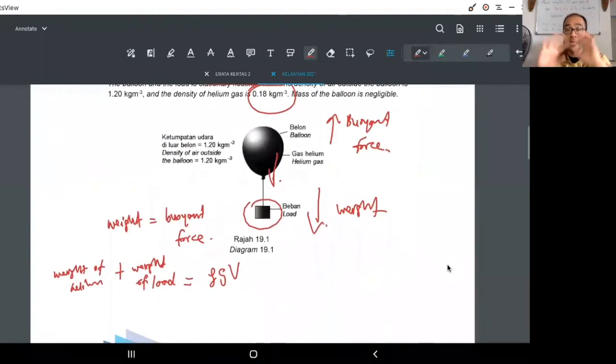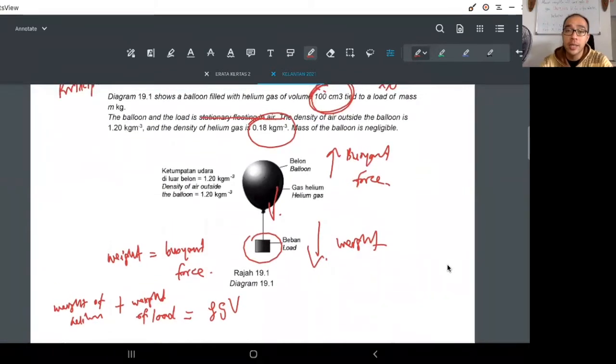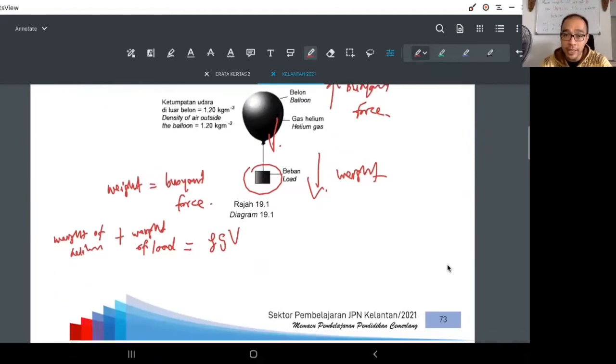Because the volume of the air that is being displaced is equal to the volume of the helium gas. Correct. So the weight of the helium, since you have calculated the mass, will be 1.8 times 10 to the power of negative 5, times 9.81. That's the weight of the helium. The weight of the load, we don't know, so I'm going to say the weight of the load is 9.81 times the mass of the load, because that's what we want to find.